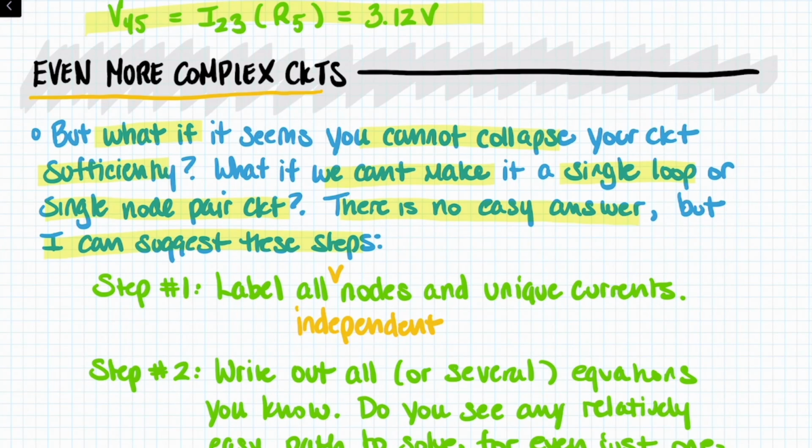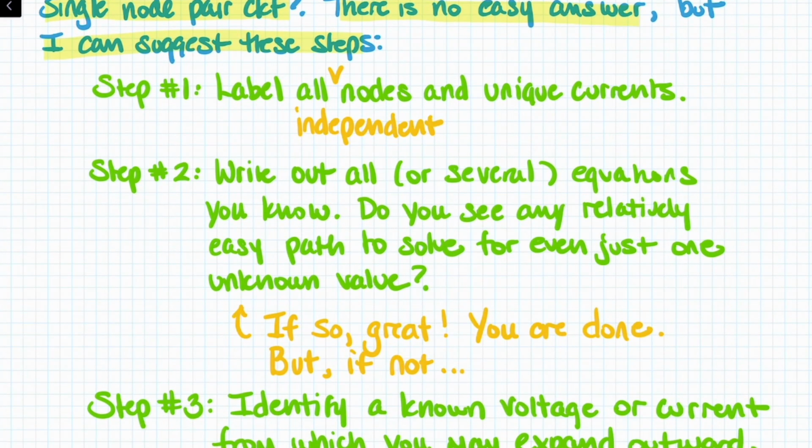Now, there is one alternative that we haven't learned yet, which is nodal or mesh analysis, which can provide a pretty good route to solve these types of problems, but we're going to assume we don't know that yet. So the steps are, first, we're going to label all of our electrically independent nodes and unique currents. Step 2, we're going to write out all or several equations that we know. Do we see any relatively easy path to solve, even just for one unknown value? If so, great. Do that.